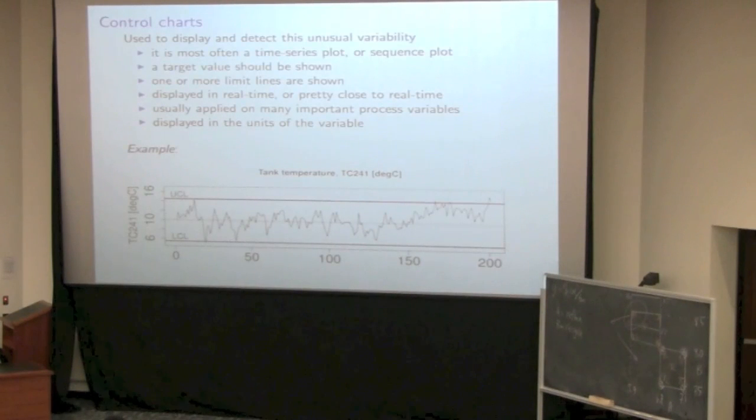Well, this control chart, and a control chart is simply just a time series plot. So think back to visualization, you look at time series plots. Here I'm plotting the temperature of a controller, 241 from Central Canada's plant in Mississauga, before it was closed down. So there's a temperature on the distillation column being tracked. And as long as it stays between a lower control level and an upper control level, we don't touch the process.